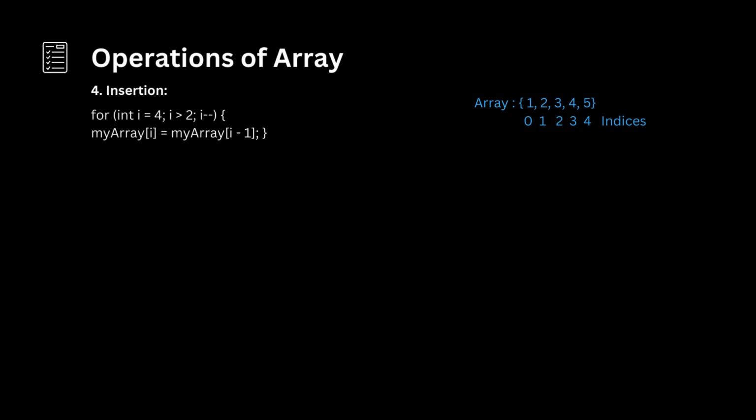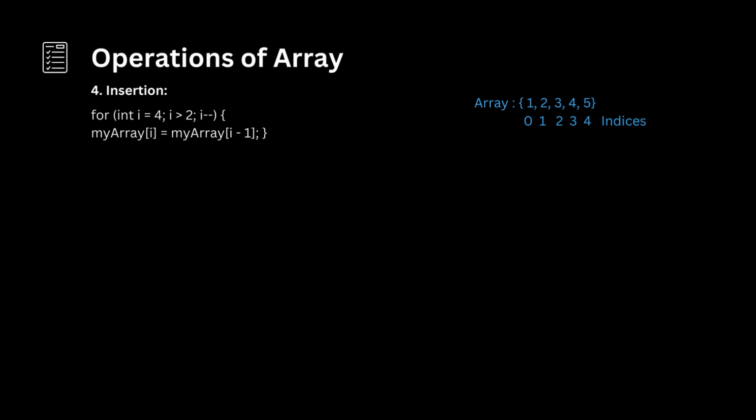The next operation is insertion. Add a new element to the array. This may involve shifting existing elements to accommodate the new ones. Inserting a new element at the third position, that is index 2. For loop. This initiates a loop starting from index 4 and moving towards index 2, iterating over elements that need to be shifted. Shifting elements to make space. myArray[i] = myArray[i-1]. This shifts each element to the right by one position, starting from the last element and moving towards the third position. This loop effectively makes space for the new element.